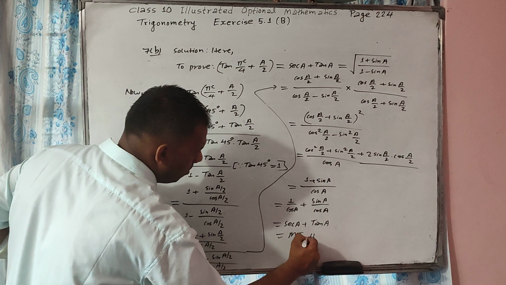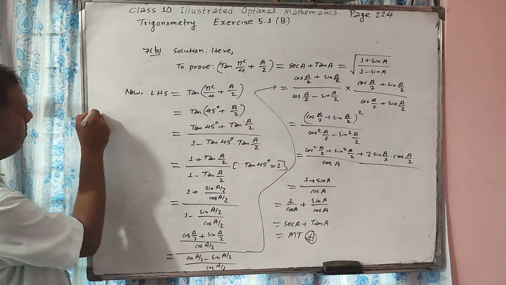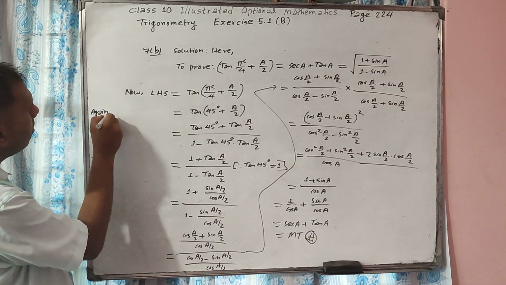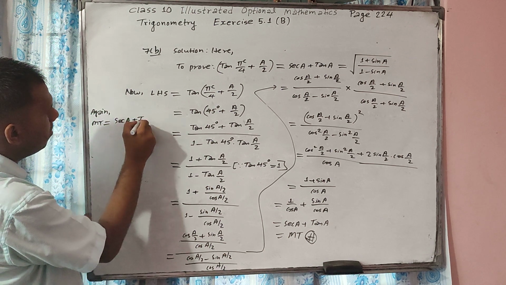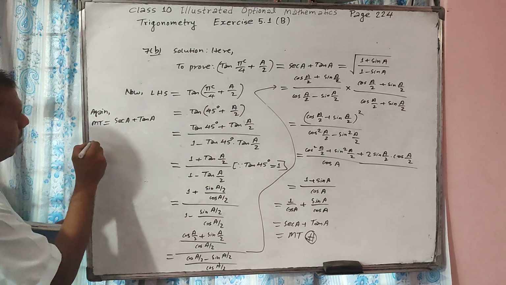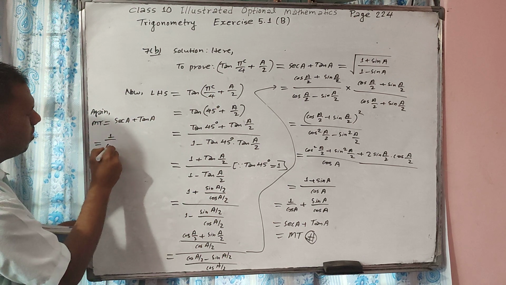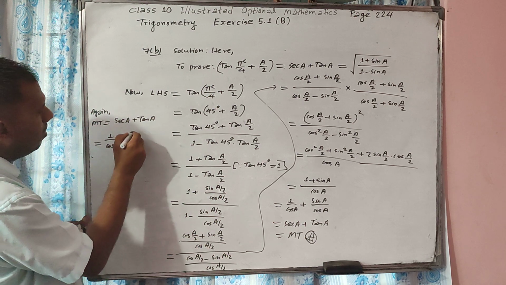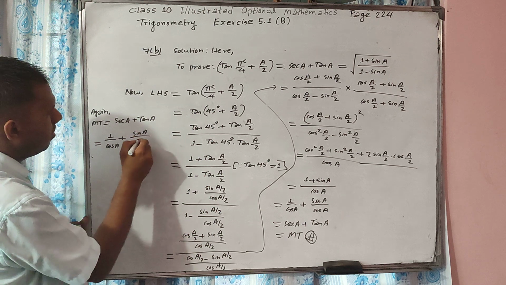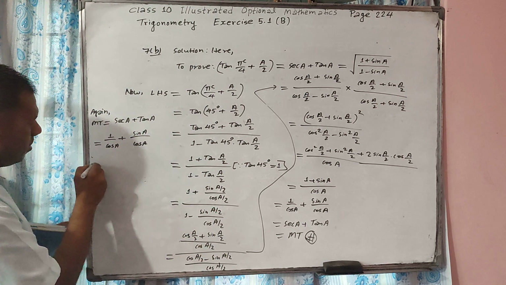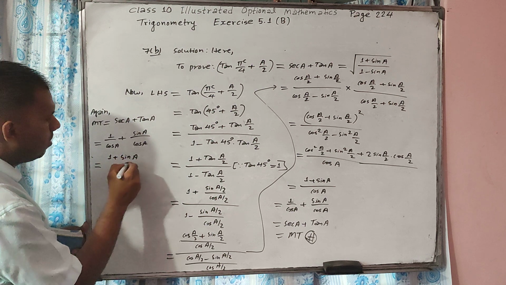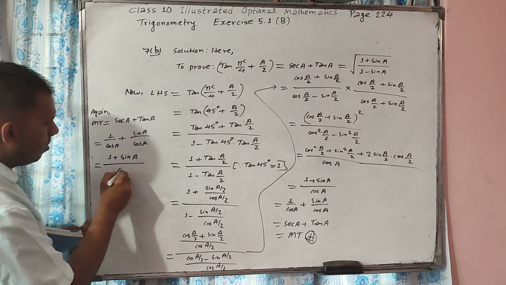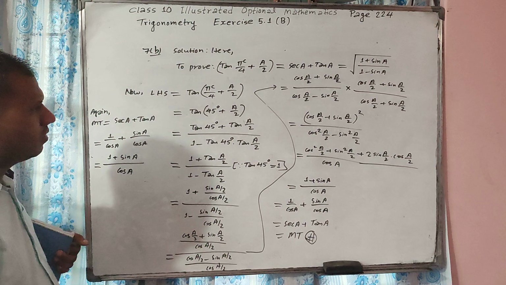And after this again, middle term equal to sec A plus tan A, equal to sec A, 1 by cos A plus tan A, sin A by cos A, equal to 1 plus sin A whole upon cos A.